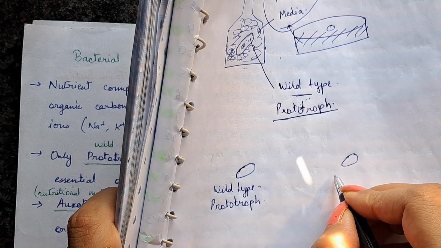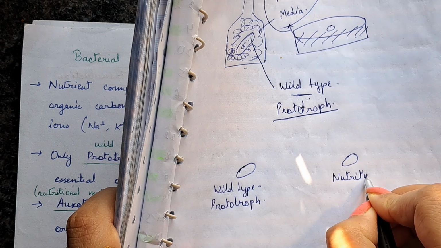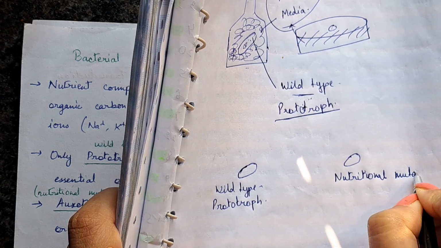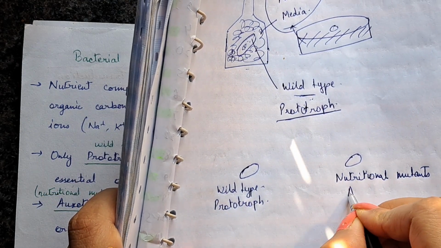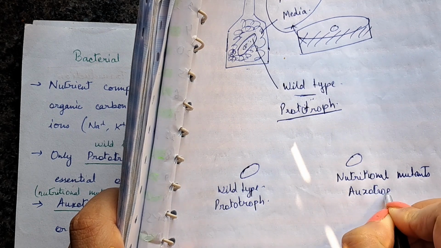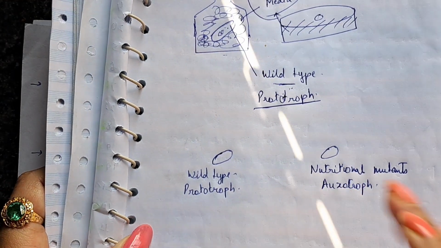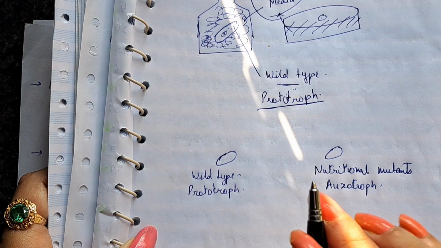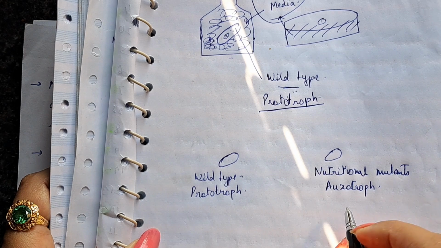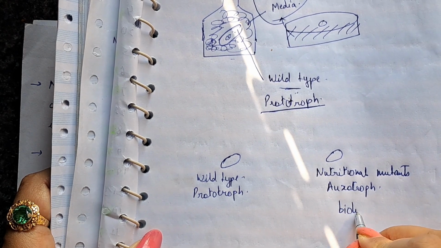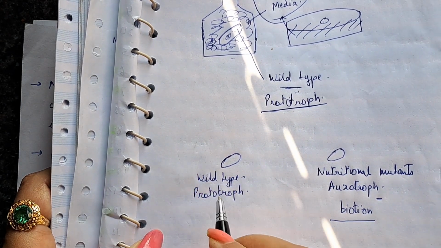The other type of bacteria that we have is called nutritional mutants. Nutritional mutants are those kinds of bacteria which lack certain nutrients. These are also called auxotrophs. So what are nutritional mutants? Nutritional mutants are those bacteria which cannot produce a certain kind of nutrient. I'll give you one example. Suppose this nutritional mutant cannot produce biotin, just as an example. So this cannot produce biotin, so biotin minus, and this one, the wild type, can produce everything that is required.